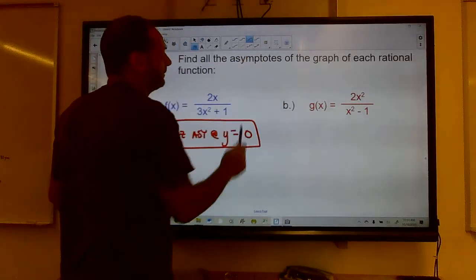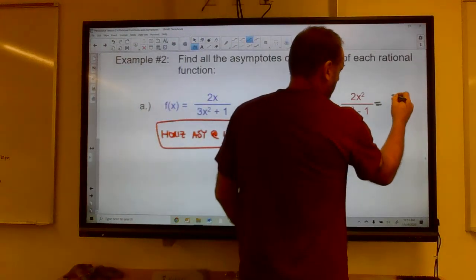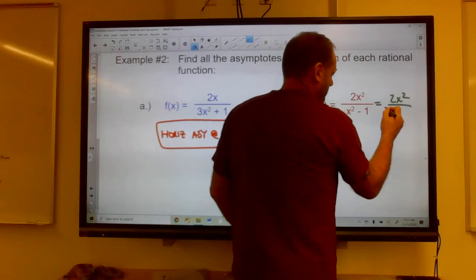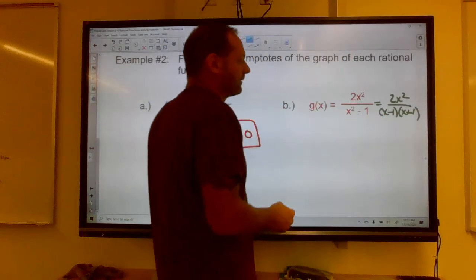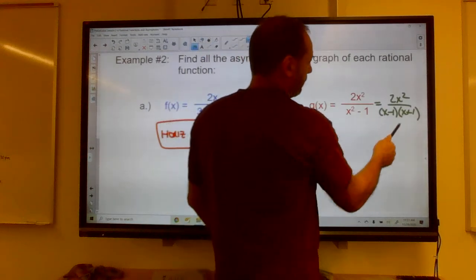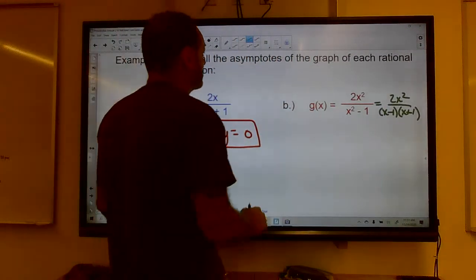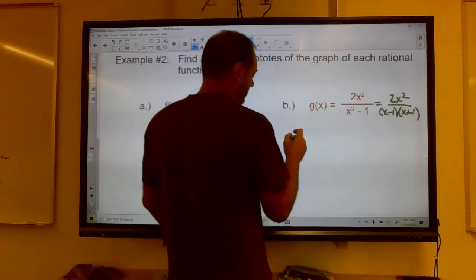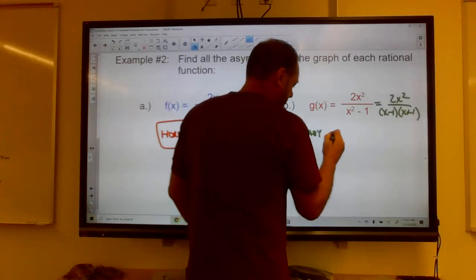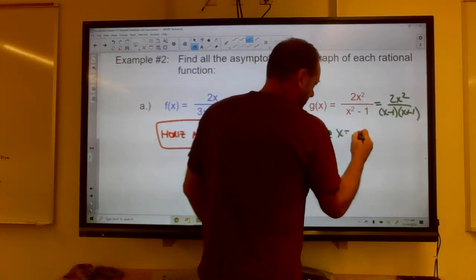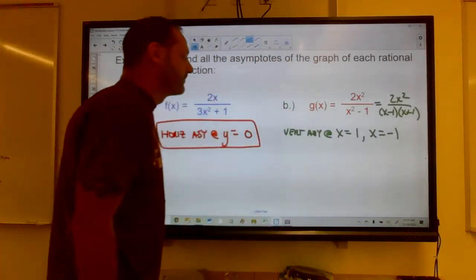Okay, over here, I can factor the bottom of this. This becomes x minus 1, x plus 1. Okay, that tells me that x can be 1 or x can be -1. That's going to make the denominator 0. So this has two vertical asymptotes. It has vertical asymptotes at x equals 1 and x equals -1.